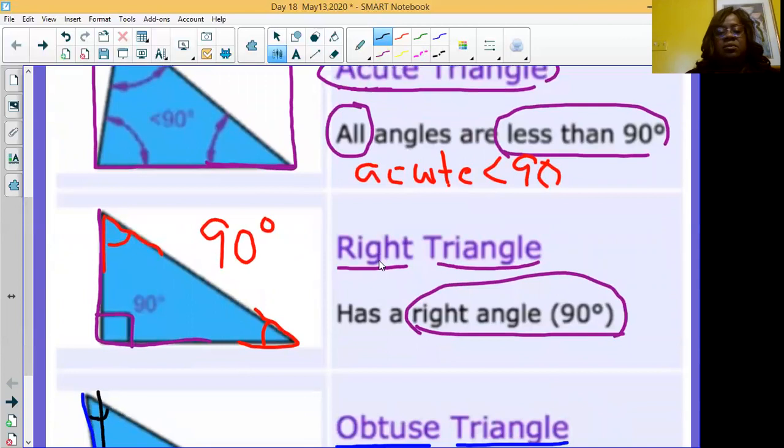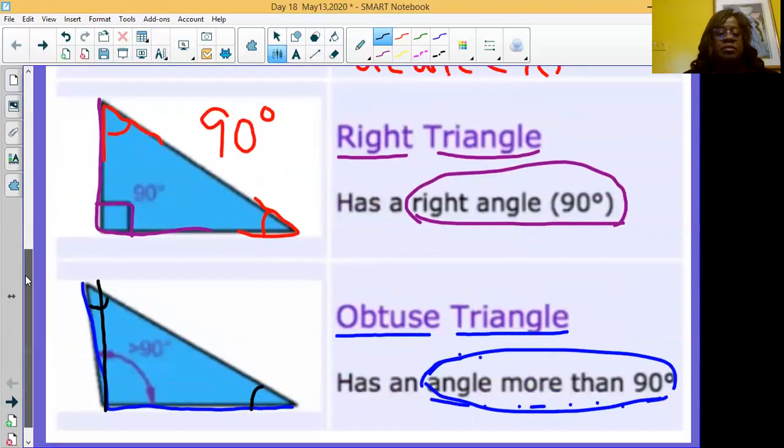All right, let's go. Our second one was a right triangle. And this is our right angle right here in this particular triangle. And remember, a right angle has a measure of 90 degrees, and I can draw a little square inside the angle. So because 90 is greater than acute, this is called a right triangle.